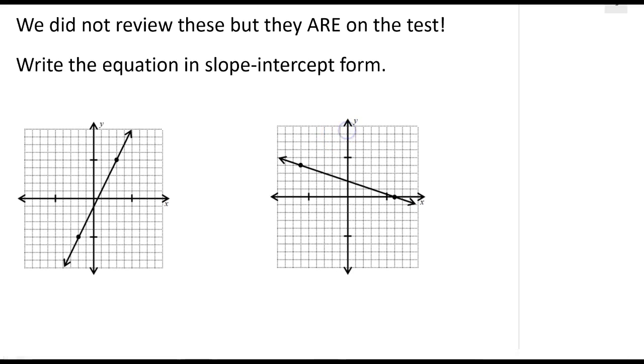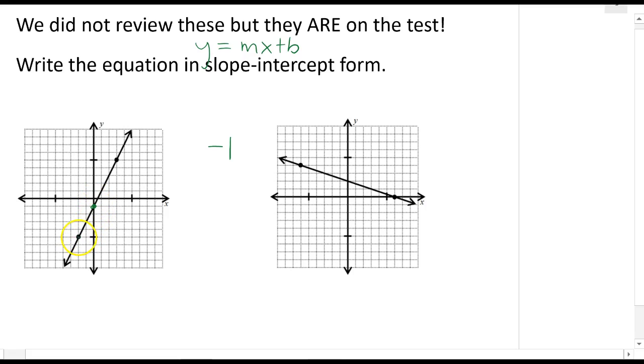Okay, so now write the equation in slope-intercept form. So now, before you were either given the slope, you're given a point, or you're given 2 points. Now we have the graph, and we want to write our slope-intercept form equation. Okay, so first thing we want to look for is the y-intercept. That's always the easiest one to look for. Okay, so the y-intercept is -1. Okay, so that's our b.